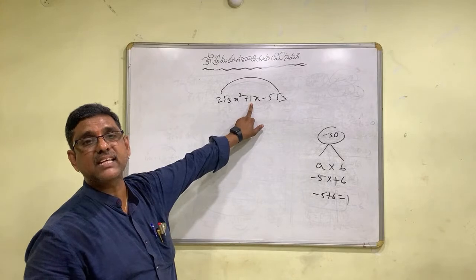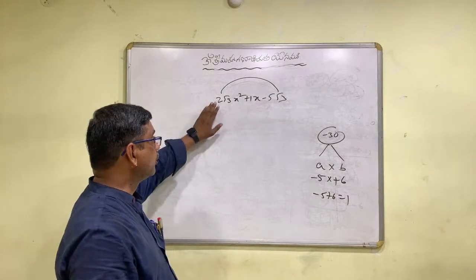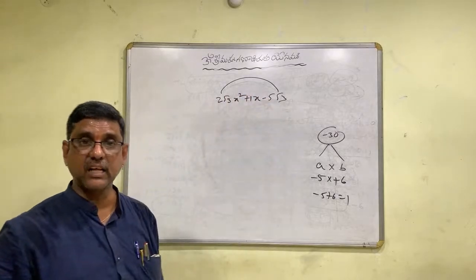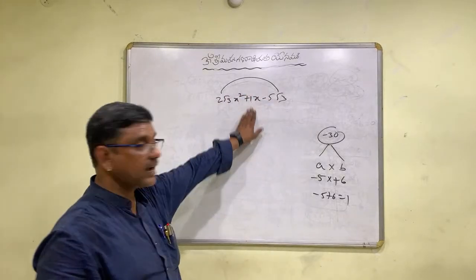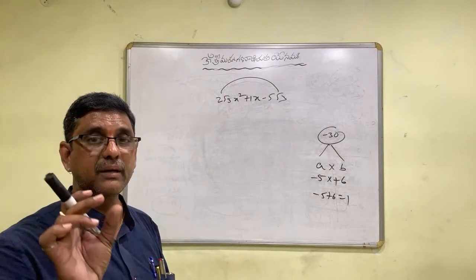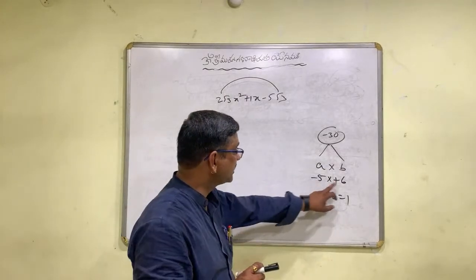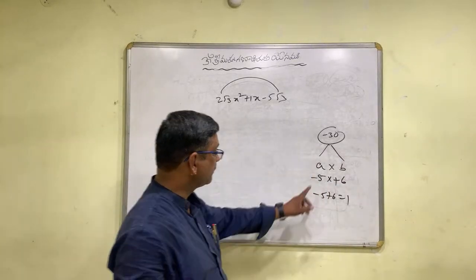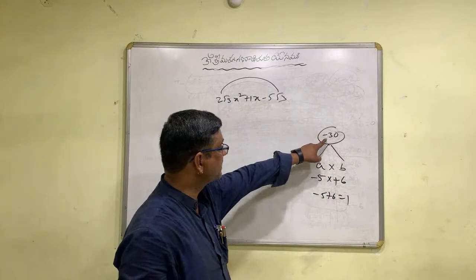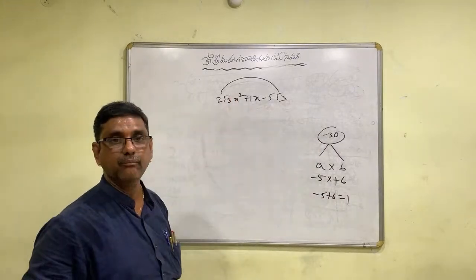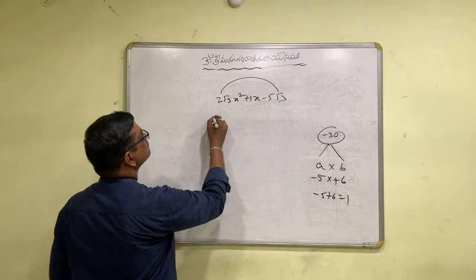1, which is a rational number. Even though the coefficients of x square and the constant are irrationals, because the coefficient of the middle term is a rational number, we need to search for only rational numbers like this. Minus 5 into 6 is minus 30, minus 5 plus 6 is 1, the middle term. Now do this.